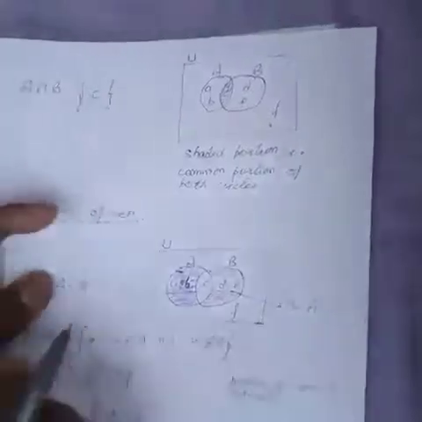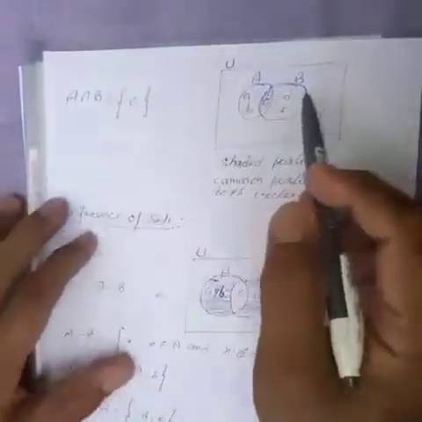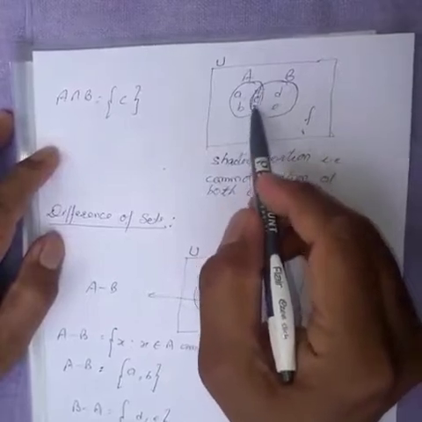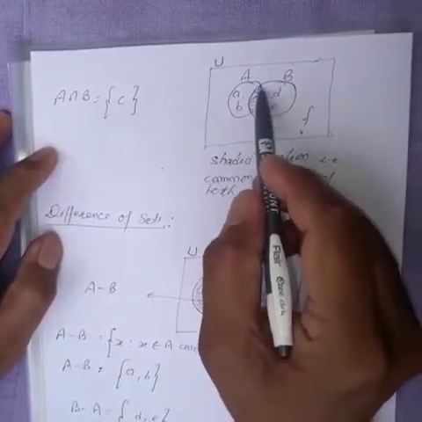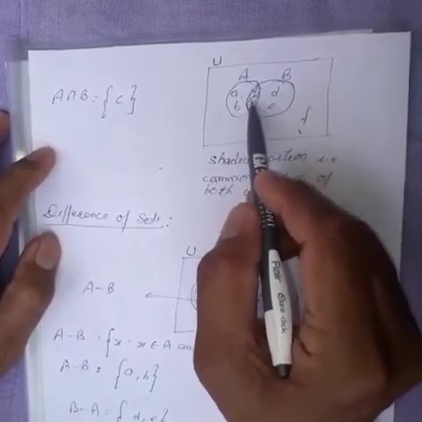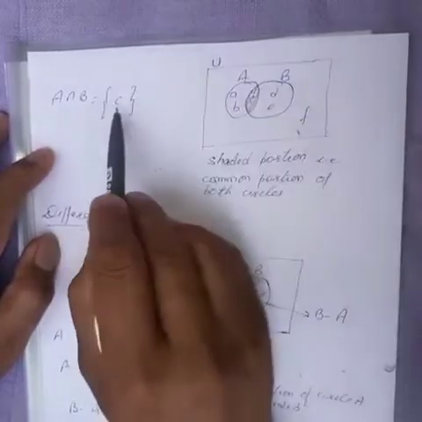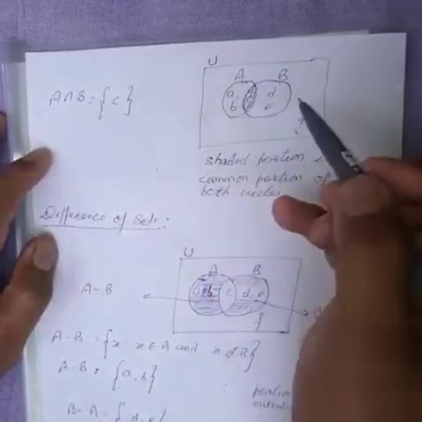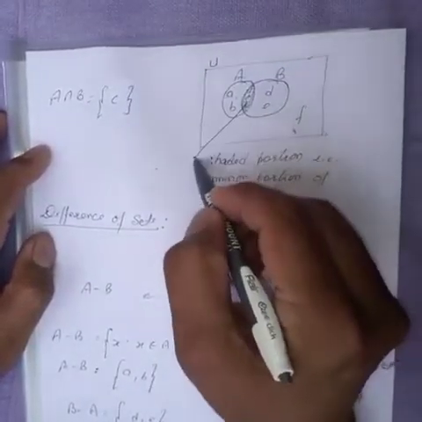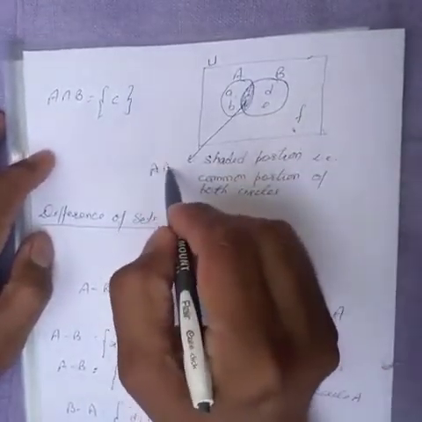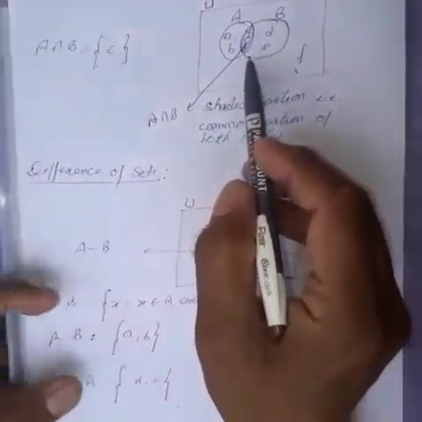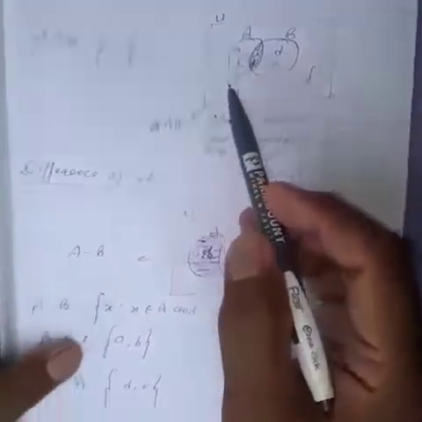So this is union. Then intersection. Now in the same example, intersection means the common area, and this common area contains one element only, C, because one element is common in A intersection B. So this common area represents A intersection B. So this is intersection.